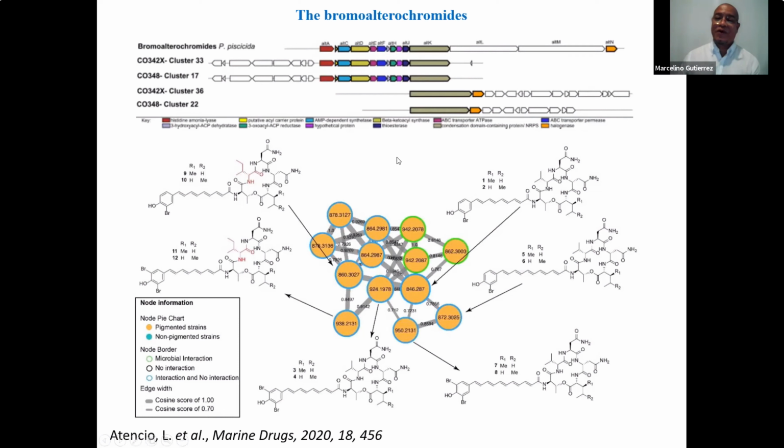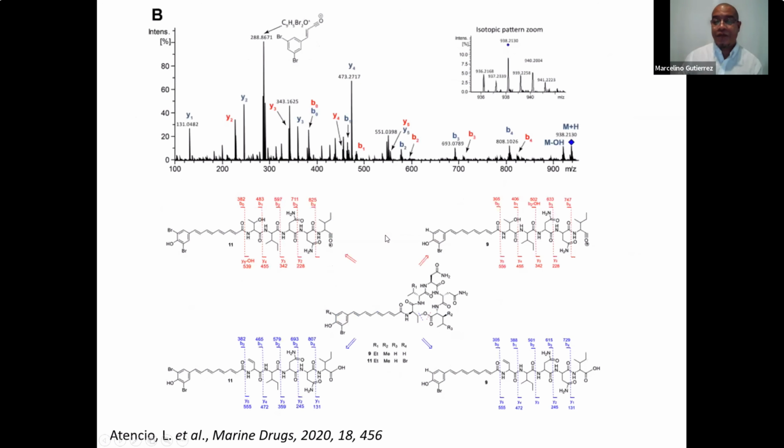Okay, we selected another species of Pseudoalteromonas to study, and we used a genomic approach, and we found that this species has the biosynthetic gene cluster of bromoalterochromide. So we used the Pseudoalteromonas PCC published in GenBank as an example, and we found similar clusters that produce bromoalterochromides in our species. Using molecular networking, we found a family of known bromoalterochromides. They match perfectly in the same cluster, and we also found 2 new compounds using this approach.